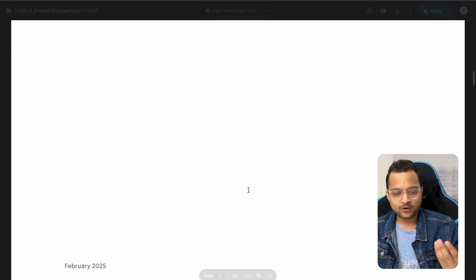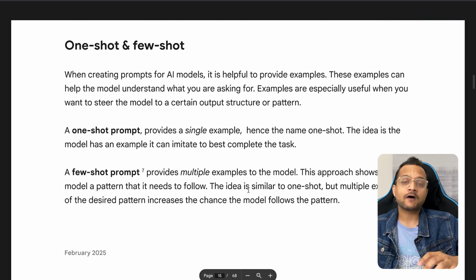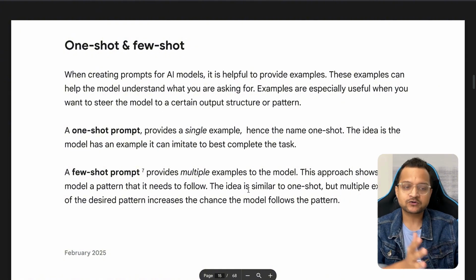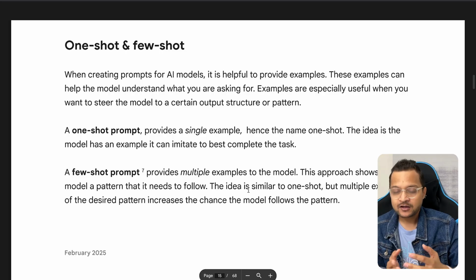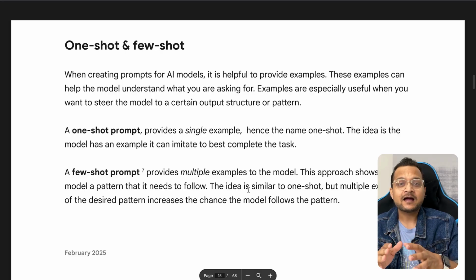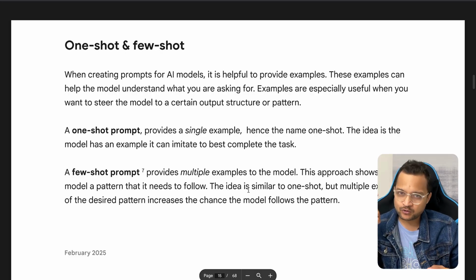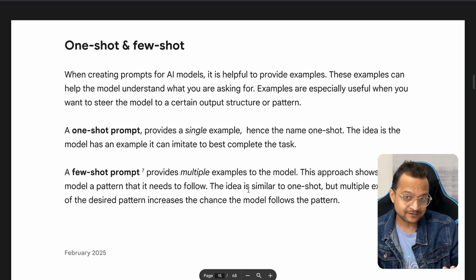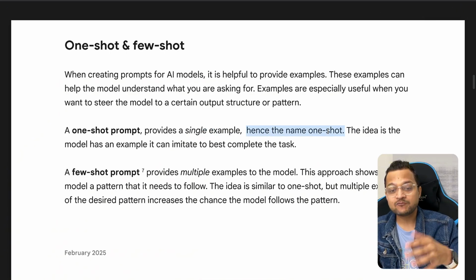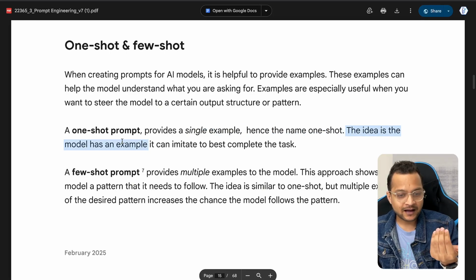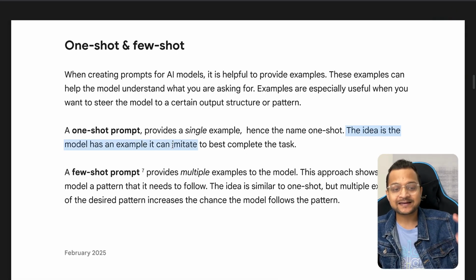Now let's move from general prompting to few shot or one shot prompting. So let's first talk about one shot or single shot prompting. Now, what does shot mean here? When I say zero shot, I'm saying there is no example, there is no reference. Then if I say one shot, that means I'm going to provide only one shot, that means one example or one reference for the AI. So one shot provides a single example, hence the name one shot. The idea is the model has an example it can imitate to best complete the task.